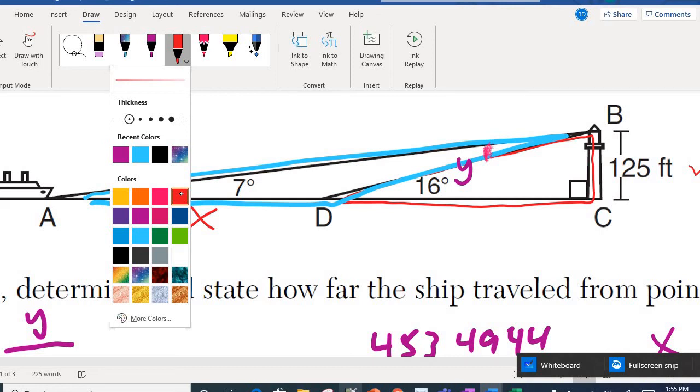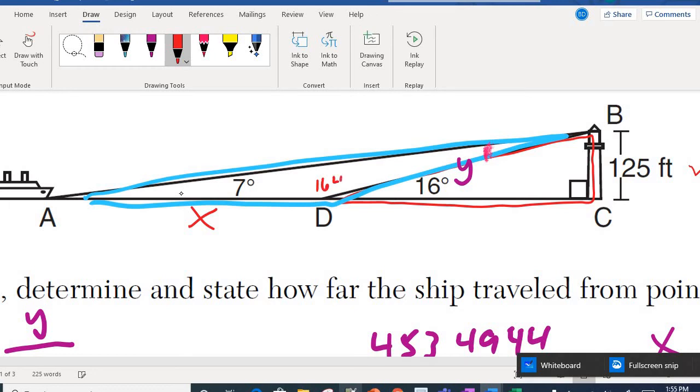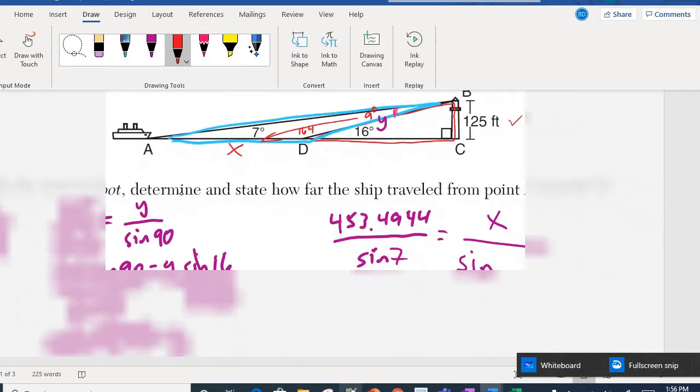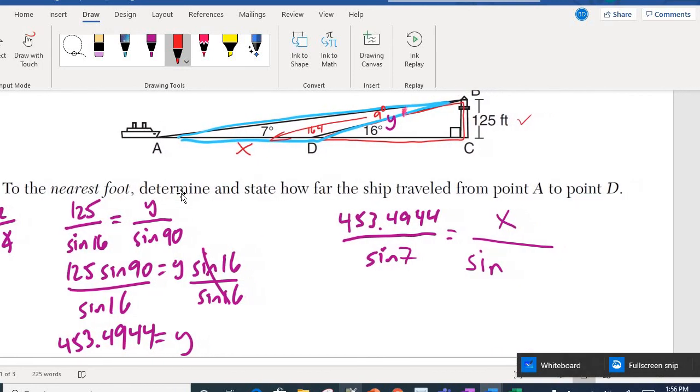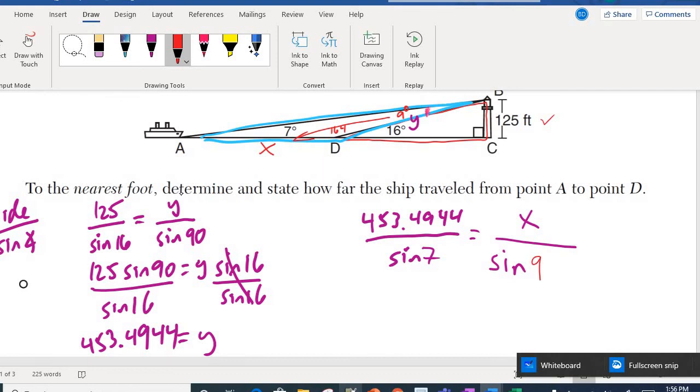Okay, so if I take 180 minus 16, I get 164. Those are supplementary, aren't they? And now in the blue triangle, if I add the 164 and 7, you get 171. Therefore, this angle up here must be 9 degrees to make 180. Does it make sense, everybody, that that 9-degree angle is across from the side X? Because that is what we're going to have to put in as sine of 9. Okay? So I'm going to cross multiply.